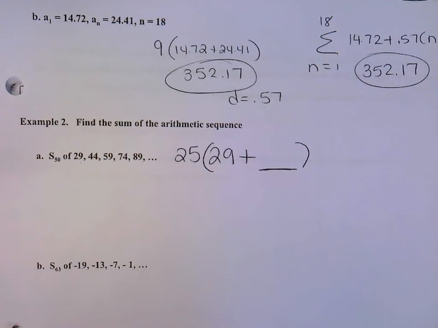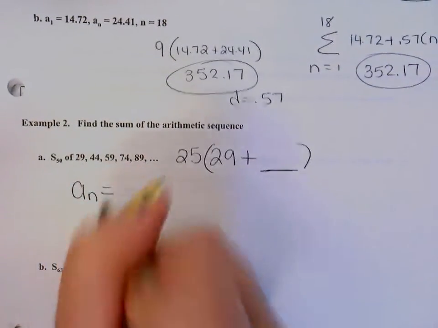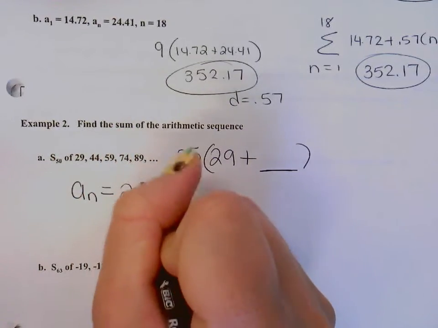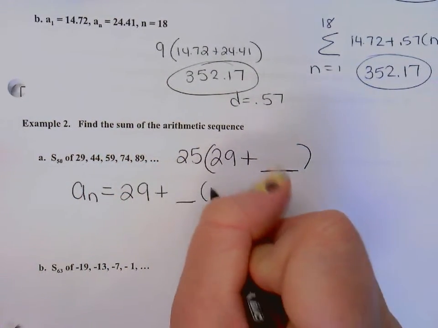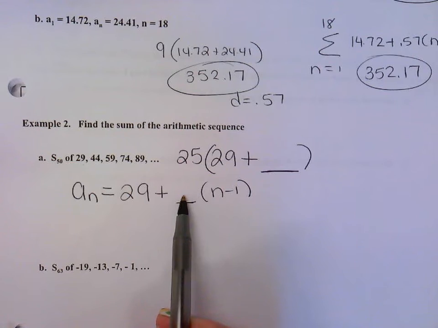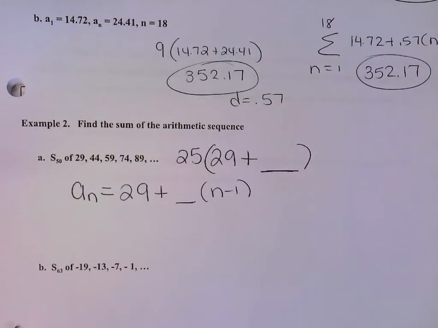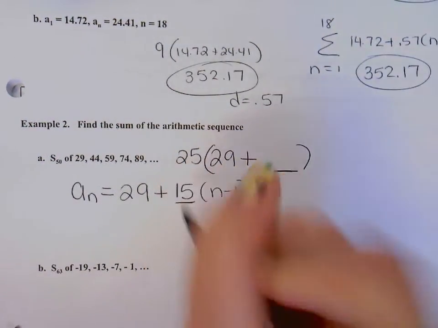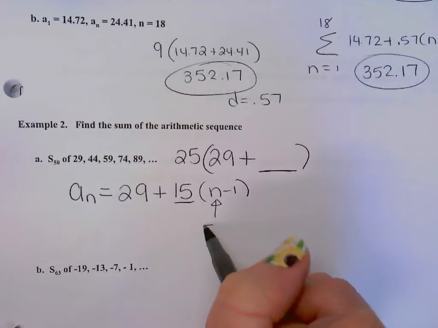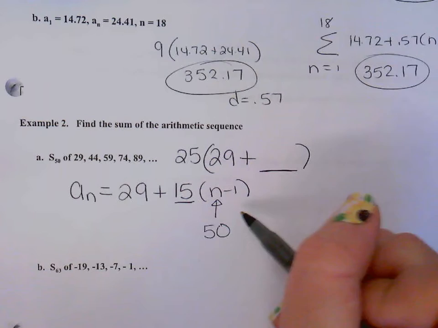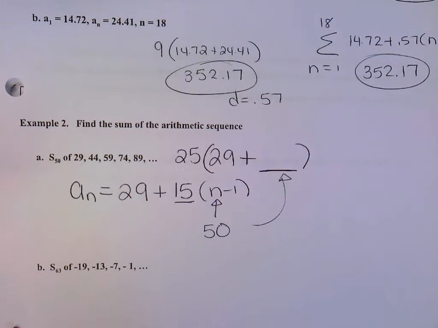So to figure out the last term of the sequence, we're going to need the formula for this sequence, right? For an arithmetic, you take the first term and you add your common difference n minus 1 times. I just have to find my common difference. Is that 15? 44 minus 29 is 15. And now I'm going to generate the 50th term by plugging in 50. So that will give me my last term of this sequence.